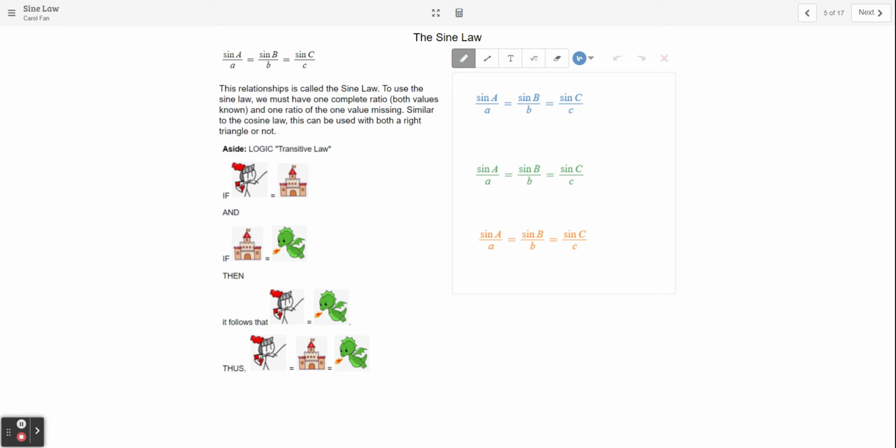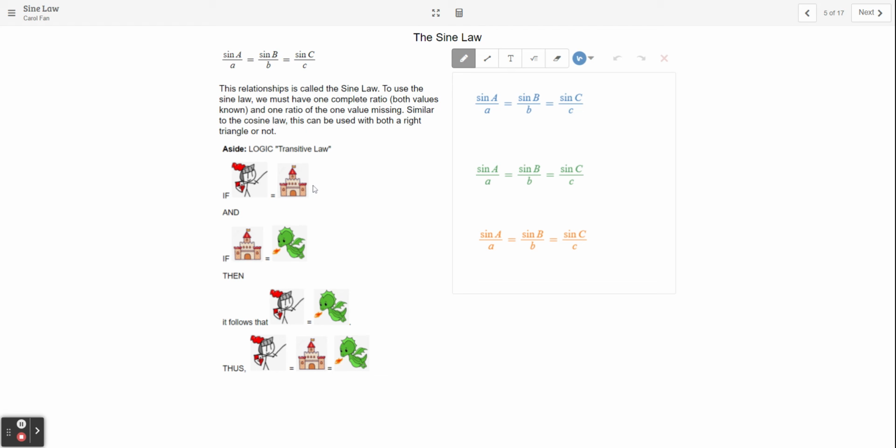Now, the sine law you have seen already is sine A over side A is equal to the sine of angle B over B, sine of angle C over side C. And this relationship is the sine law, because once we have one complete ratio and one other known fact, then we're able to solve for the other partner.